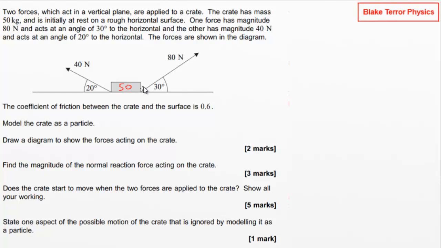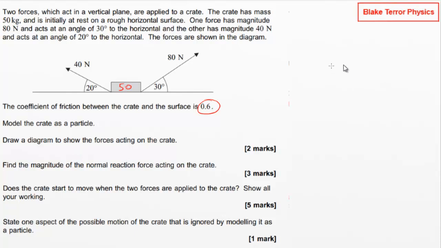One force has magnitude of 80 newtons. So again, we're checking that all this is on the diagram. 80 newtons at an angle of 30, yep. 40 newtons at an angle of 20, yep. Forces shown in the diagram, that's fine. They're giving us a coefficient of friction of 0.6. Model the crate as a particle. Draw a diagram to show the forces acting on the crate.